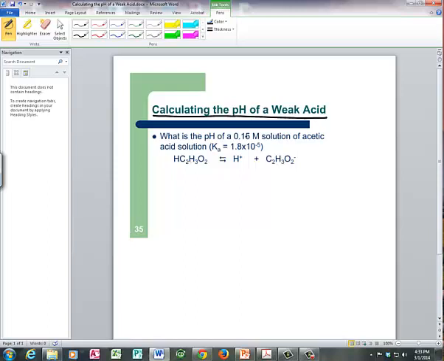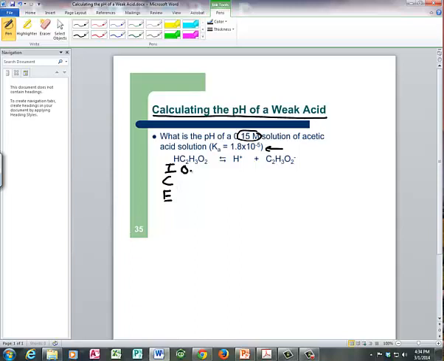Now, when you're given the initial concentration, in this case 0.15 molar of the acetic acid, and you're given the equilibrium constant Ka, you can calculate the hydrogen ion concentration using the technique that you've learned called the ICE table, which stands for initial concentration, the change that takes place when the reaction proceeds, and then the equilibrium concentration that results after a sufficient amount of time has elapsed.